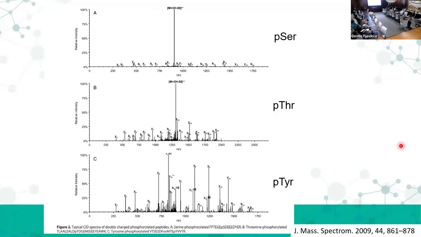But you look at phosphotyrosine, and you're like, wow, this is actually kind of nice. It's a good fragmentation. Because of the structure of tyrosine, the phosphorylation is not as labile, which is nice. If you put energy into it, it fragments and looks a lot more like a normal peptide.